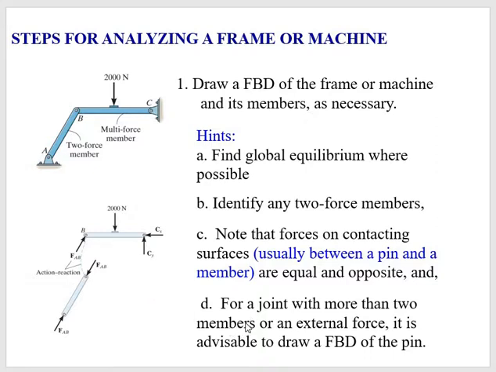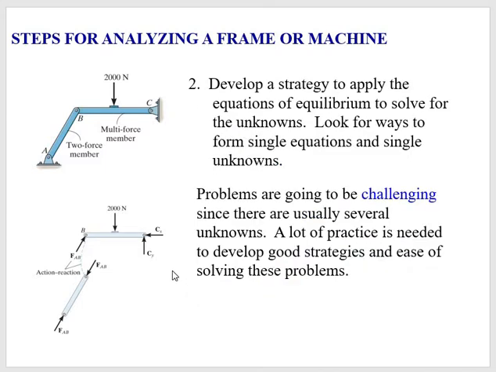And for a joint with more than two members where there's an external force, it is advisable to draw a free body diagram of the pin. So FAB, we would have to do that. So we need to develop some kind of strategy then to apply the equations of equilibrium to solve for the unknowns, looking for ways to form a single equation with single unknowns. So trying to make this as easy as possible.